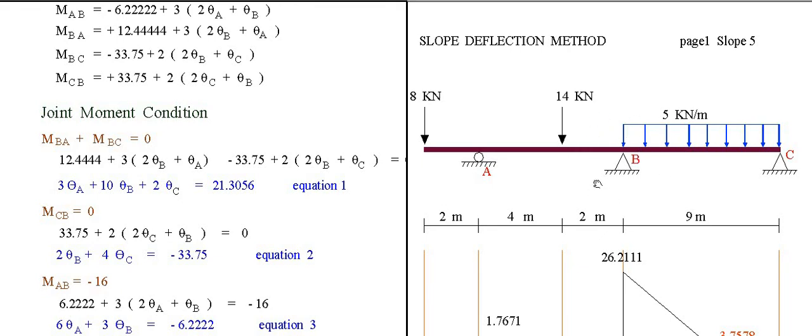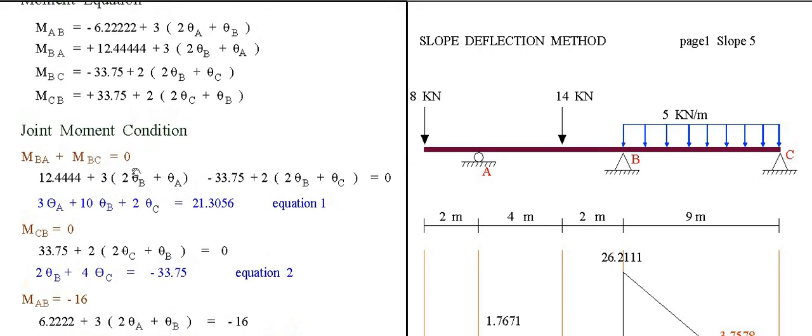These two moments are equal but opposite in direction, so that if we add, they are equal but opposite in sign, so the moment on the left is equal to the moment on the right. Or if we add moment BA plus moment BC, the moment must be 0 because they are equal. If we add the two, it becomes 0. So this is the fundamental concept about the moment BA and BC.